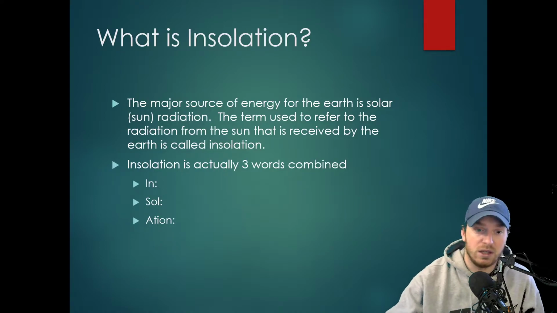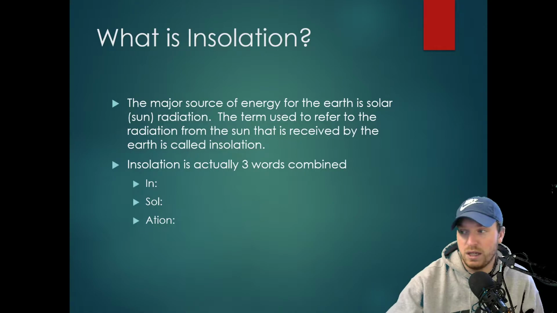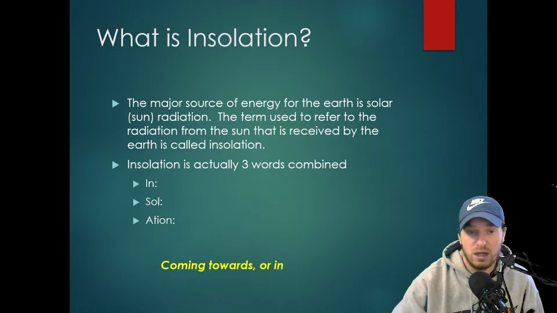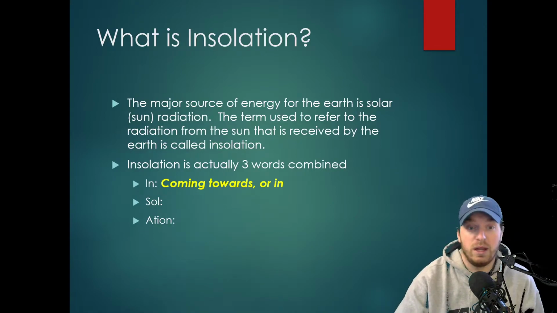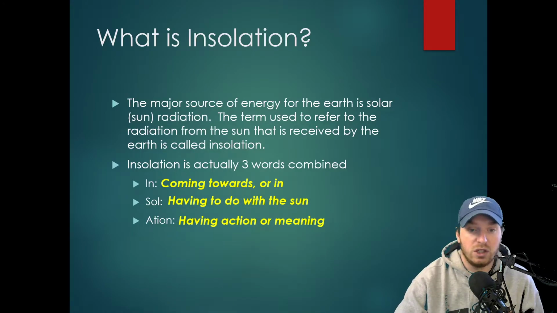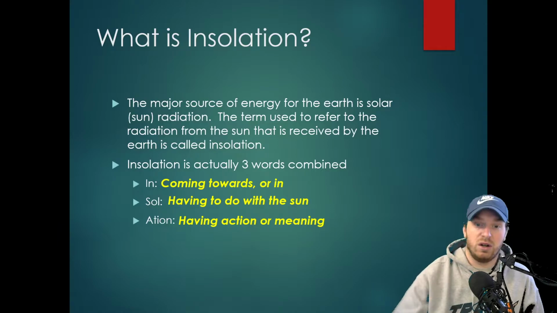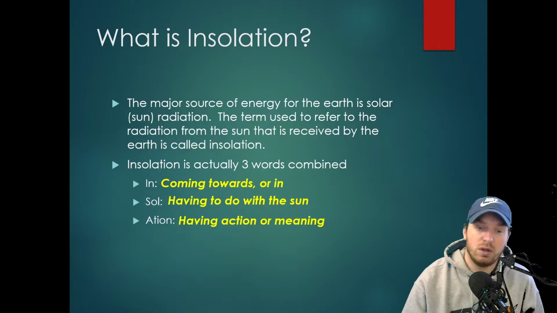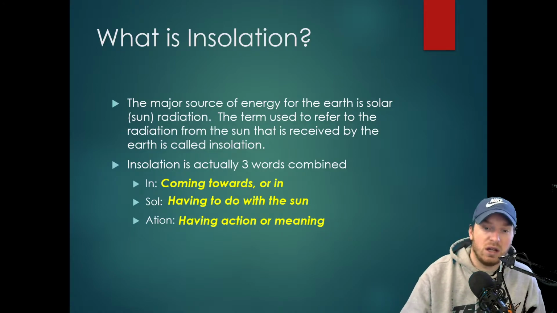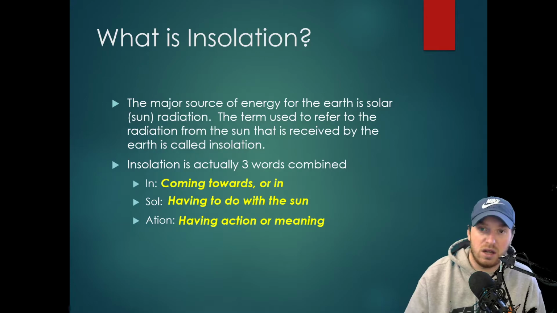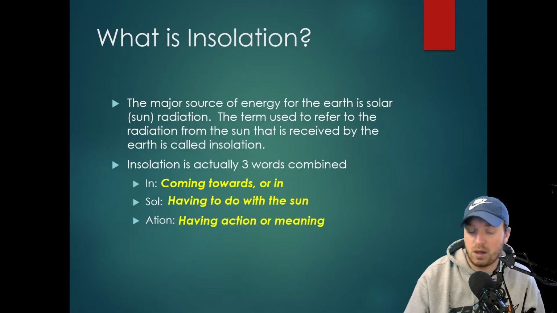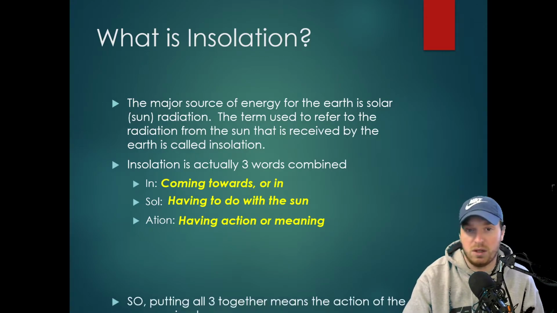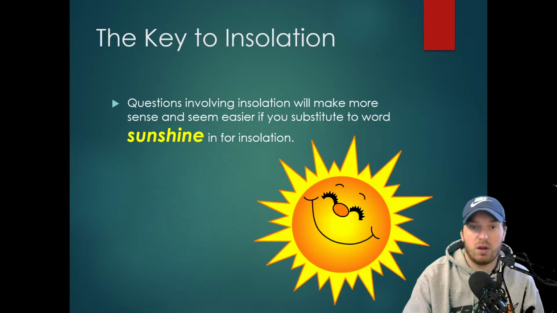Now remember, insolation can be broken up into three parts. In being coming towards or coming in. Sol has to do with the sun. And ation is having the action or giving action to what was previously talked about. So this is the action of the sun giving in energy, or the sun giving us energy. So that's insolation, and that's what we're going to be talking about this week. So put all three of those together.